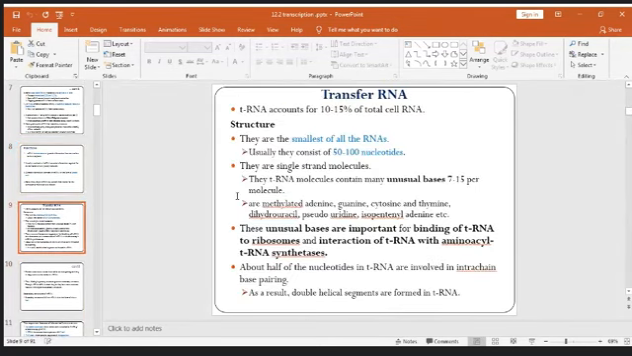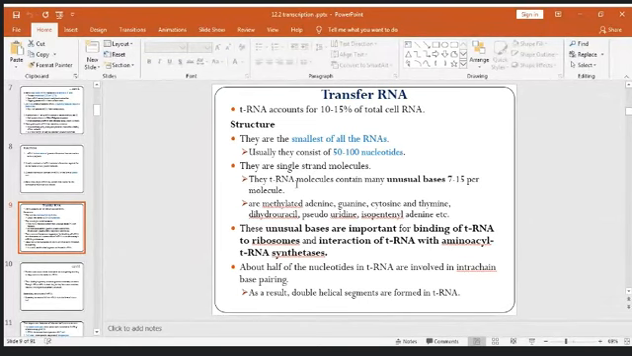Then, when you see the transfer RNA, it accounts for 10 to 15% of the total cell RNA. In structure, they are the smallest of all the RNAs, and usually they contain 50 up to 100 nucleotides. Messenger RNA can contain up to 10,000 nucleotides, while the transfer RNA strand has 50 to 100, and they are single strand molecules. It is known that they might form a tertiary structure, as we said.